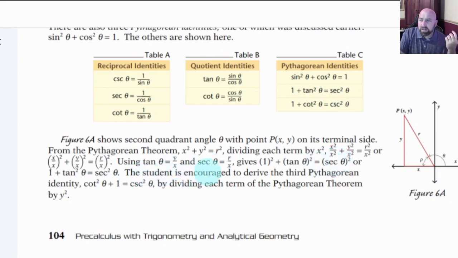It says here, the student is encouraged to derive the third Pythagorean identity, so basically do the same thing for this one. And what you would do is divide everything by y squared instead of dividing everything by x, and it will kick out this third Pythagorean identity.